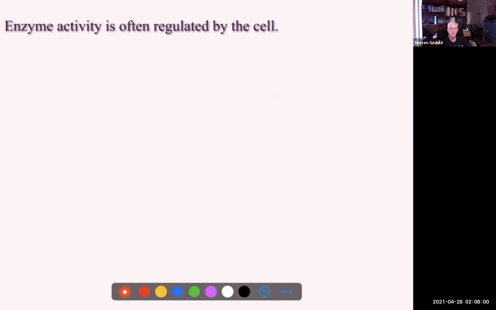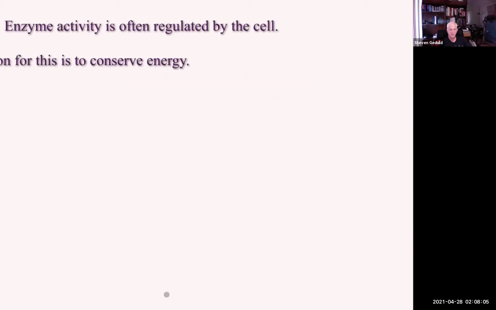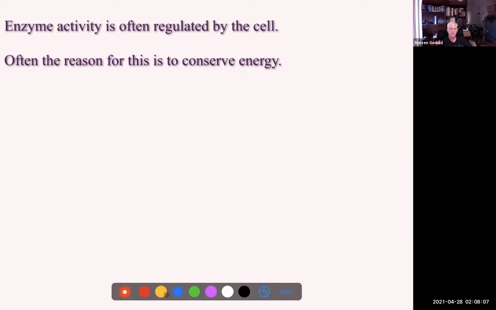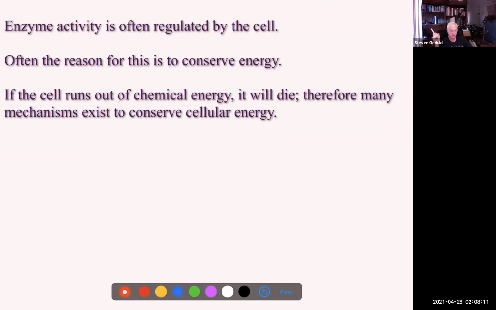Okay, so enzyme activity is often regulated by the cell. The cells control the enzyme activity within it. Often the reason for this is to conserve energy. Okay, the cell's going to be using it. The cell's going to control what's there. If the cell runs out of chemical energy, it's going to die. Therefore, many mechanisms exist to conserve cellular energy. Okay, cell has some energy to function.